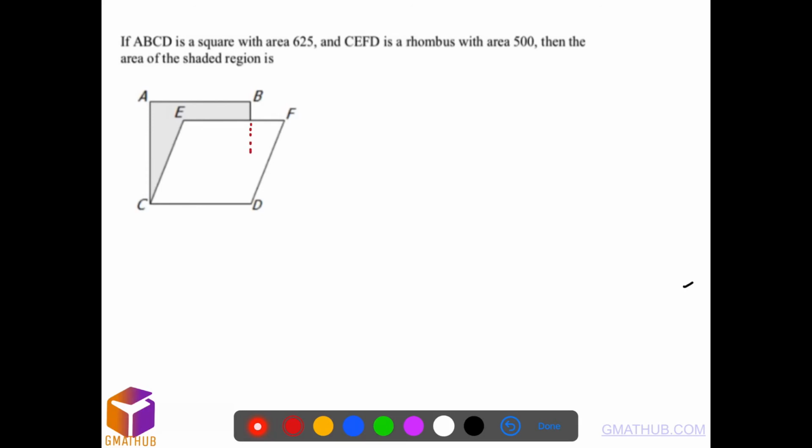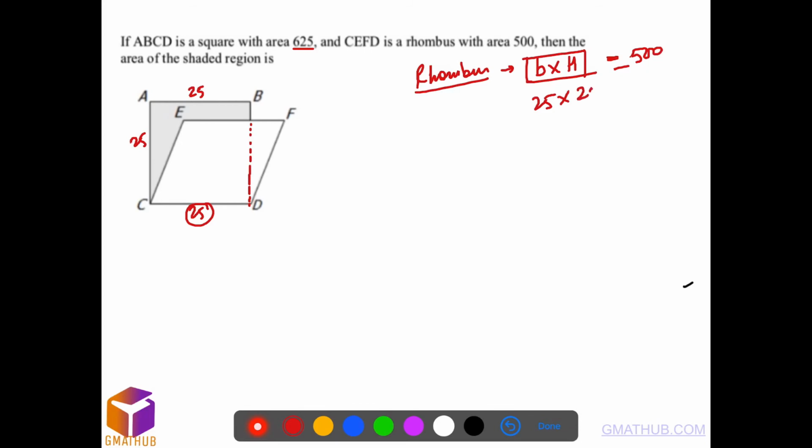ABCD is a square. So the area is 625, the side length is going to be 25. Now the rhombus. Area of the rhombus can be calculated as base into height because it's a parallelogram in the first place. So base into height can be used to find area. This is given as 500. So base, I can take it as 25, so the height must be 20.